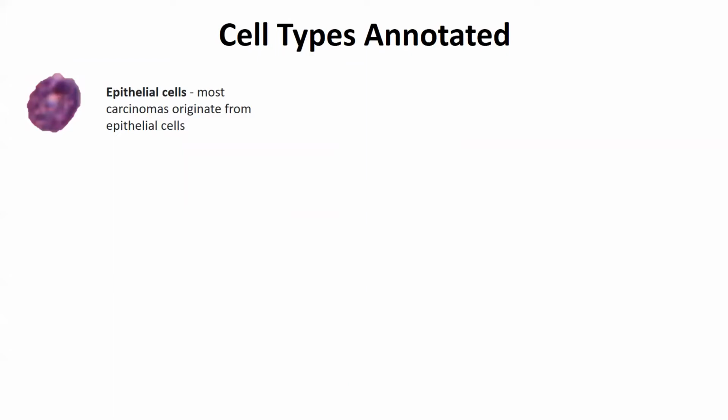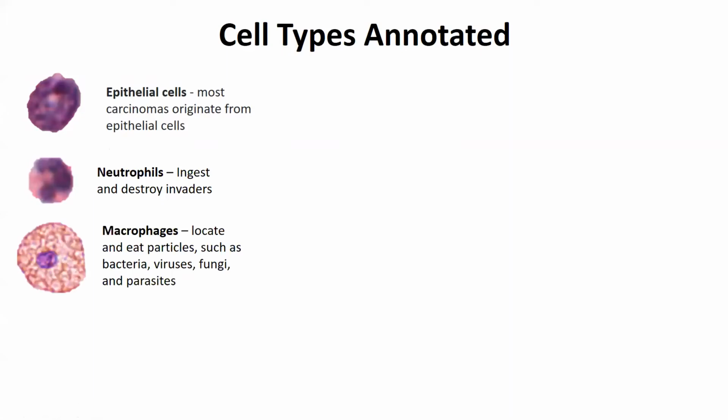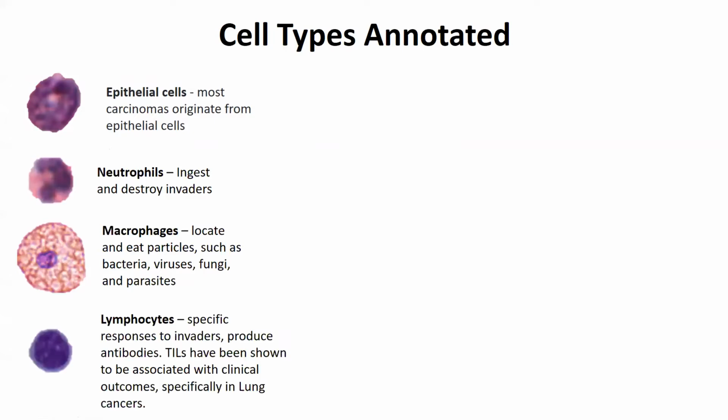We included 4 cell types in this challenge. The first one was epithelial cells. As you know, most carcinomas originate from epithelial cells, that's why we included this particular cell type. Then neutrophils, which are responsible for ingesting and destroying invaders. And macrophages, which are responsible for locating and eating particles such as bacteria, viruses, and parasites. And the fourth one was lymphocytes, which are responsible for specific responses to invaders and also produce antibodies. Tumor infiltrating lymphocytes have also been shown to be associated with clinical outcomes, specifically in lung cancer.